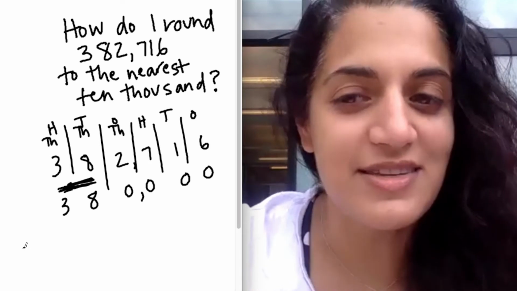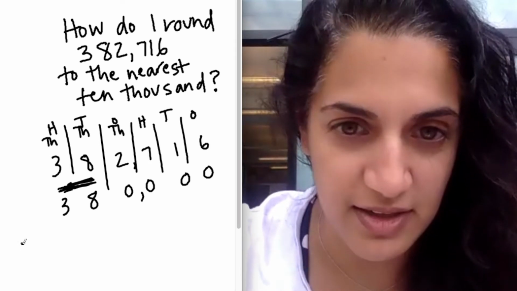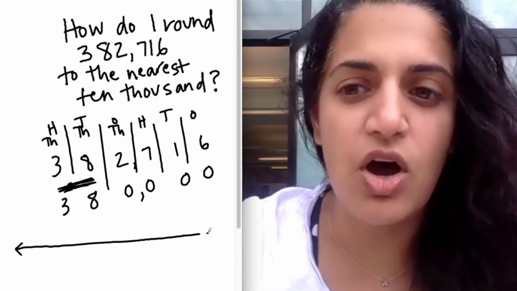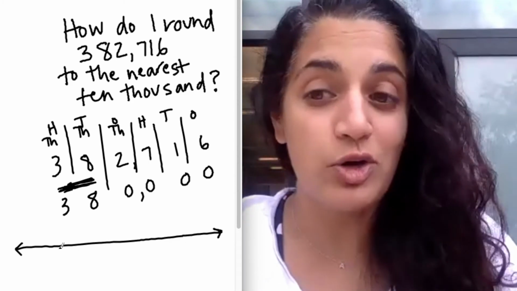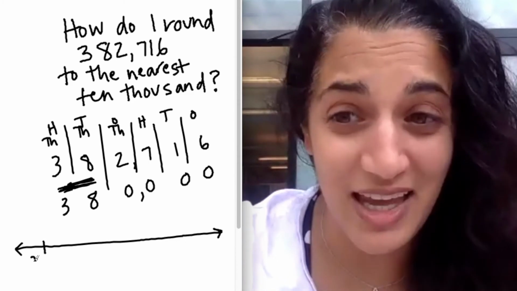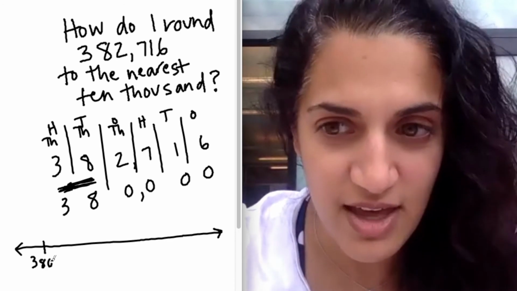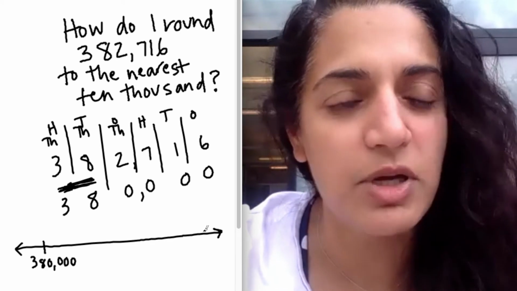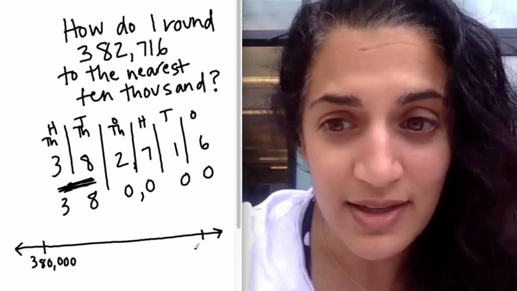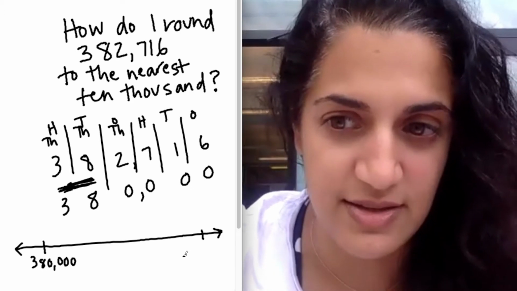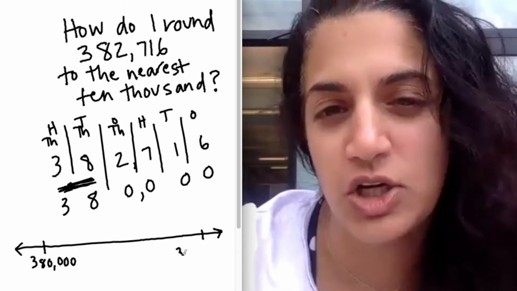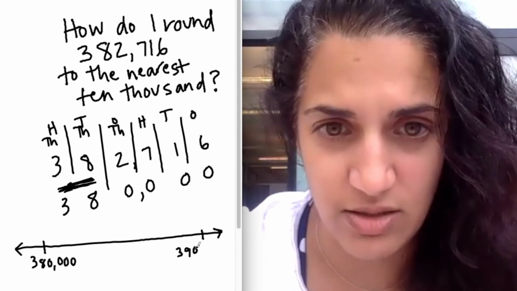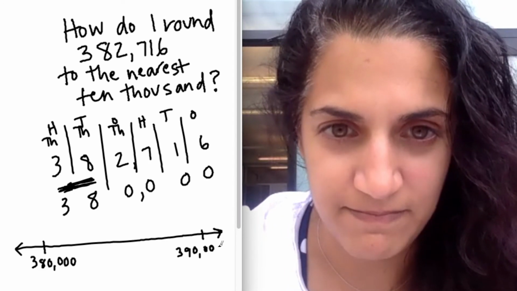Now I'm on to the step of drawing a number line. Okay. So I know my lowest point is 380,000. That's my lower 10,000. Okay. Now I'm going to go up to 1 in the 10,000s place. And okay, I'm going to get to 390,000. Okay. I get it. I'm getting it. It looks good.